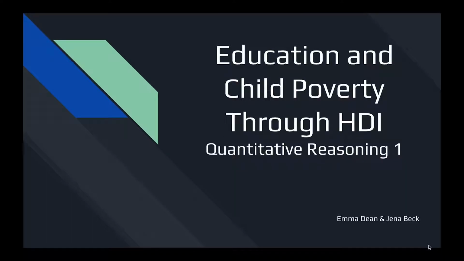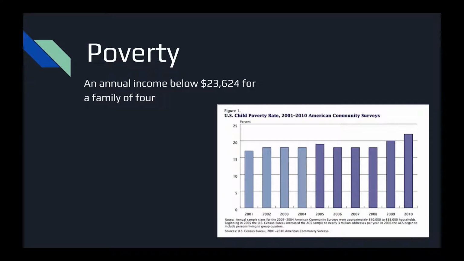Today we're going to be talking about education and child poverty using HDI in the United States, and this is for Quantitative Reasoning 1. Okay, so we're going to start out and just define some of our variables.